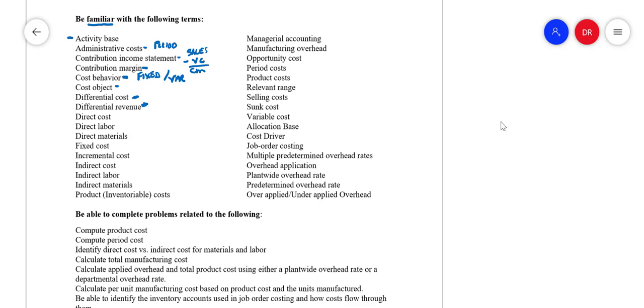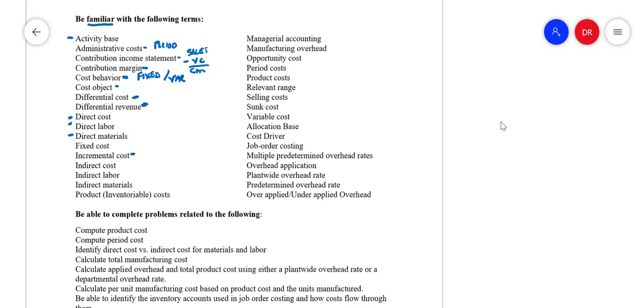We'll get more into this later in the course, but a differential cost would be a cost that you would incur if you chose a particular option. Differential revenue, the same thing. Direct cost, direct labor, and direct materials, all those are associated with a product. I've already mentioned fixed costs.